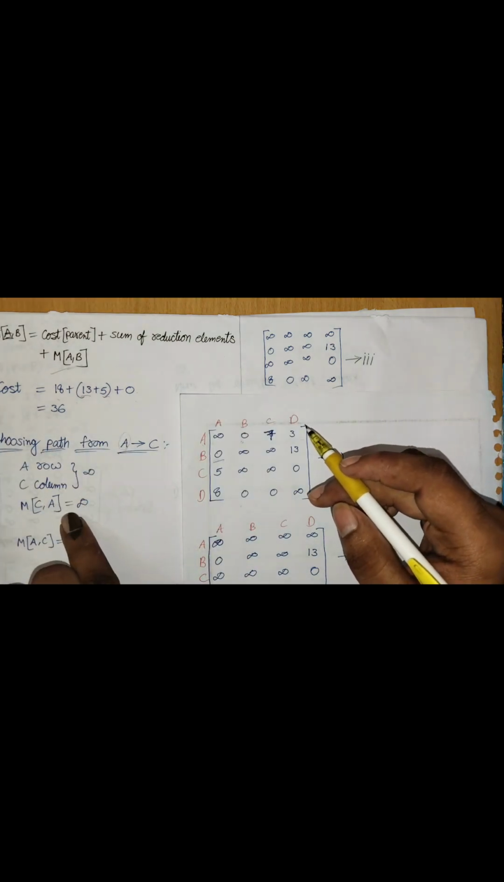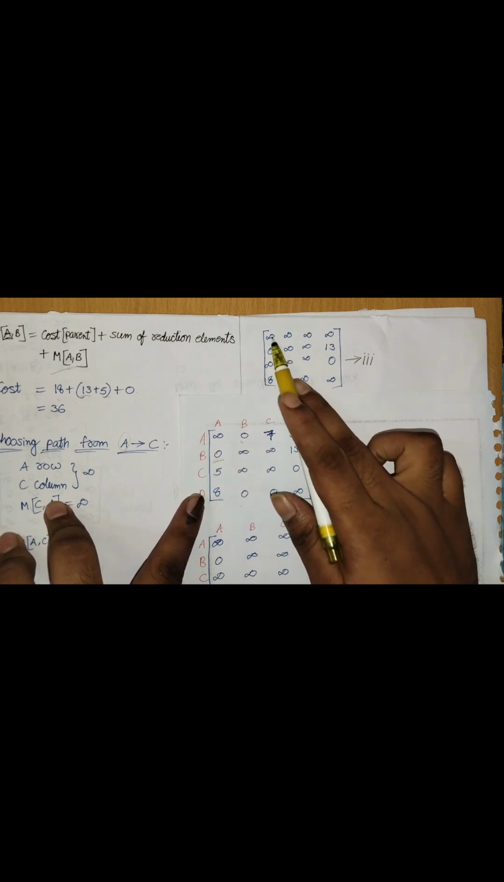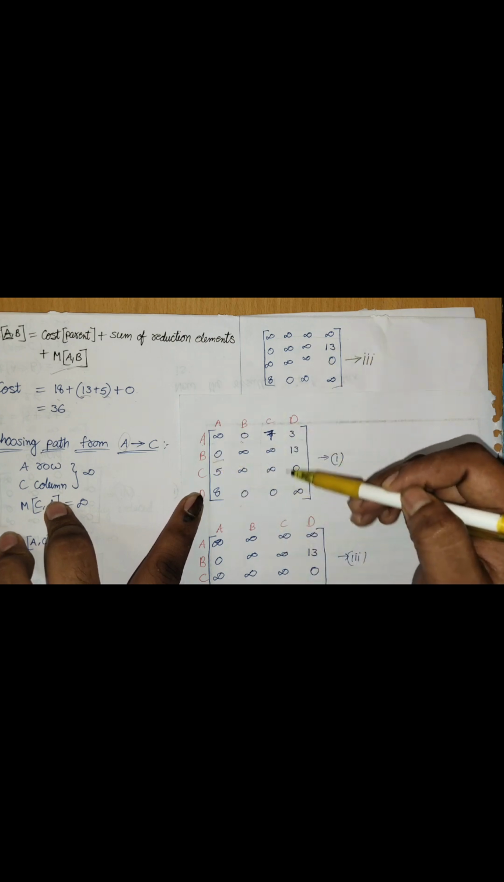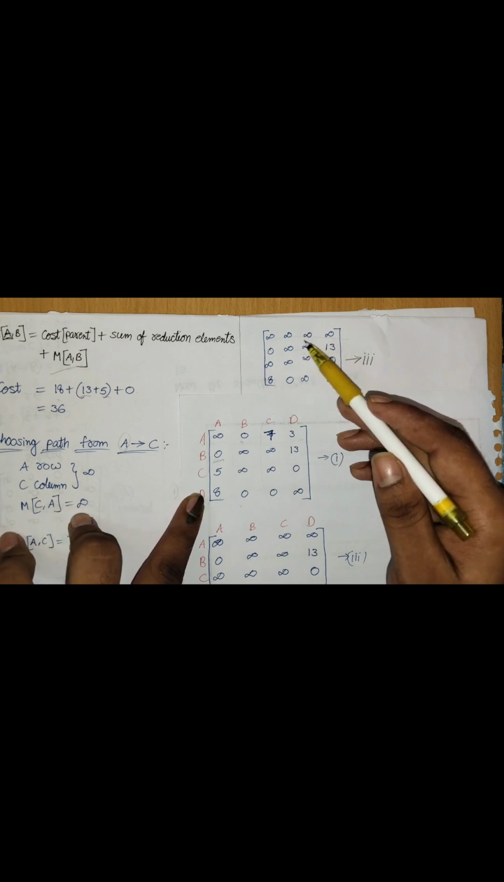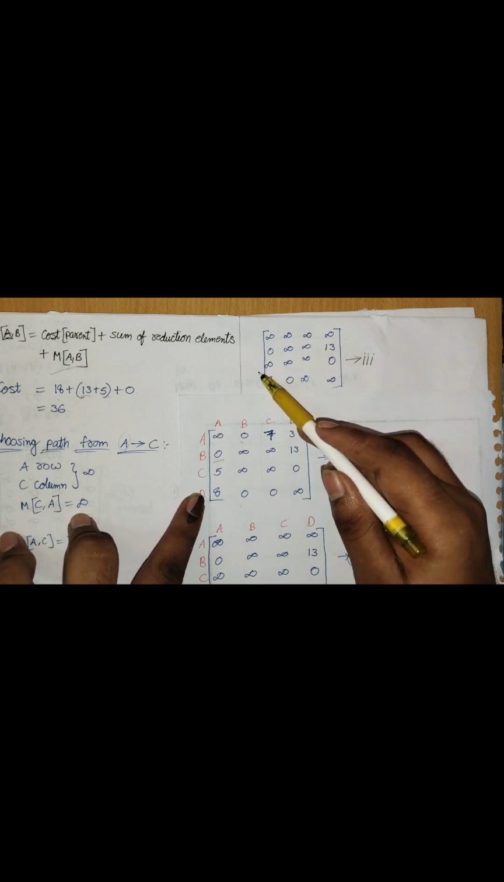Replace A row with infinity, C column with infinity, and C comma A with infinity. A row, this whole row should be replaced with infinity. Next, C column, this whole column should be replaced with infinity. It's already replaced. And C comma A should be infinity. C comma A, this is replaced with infinity.